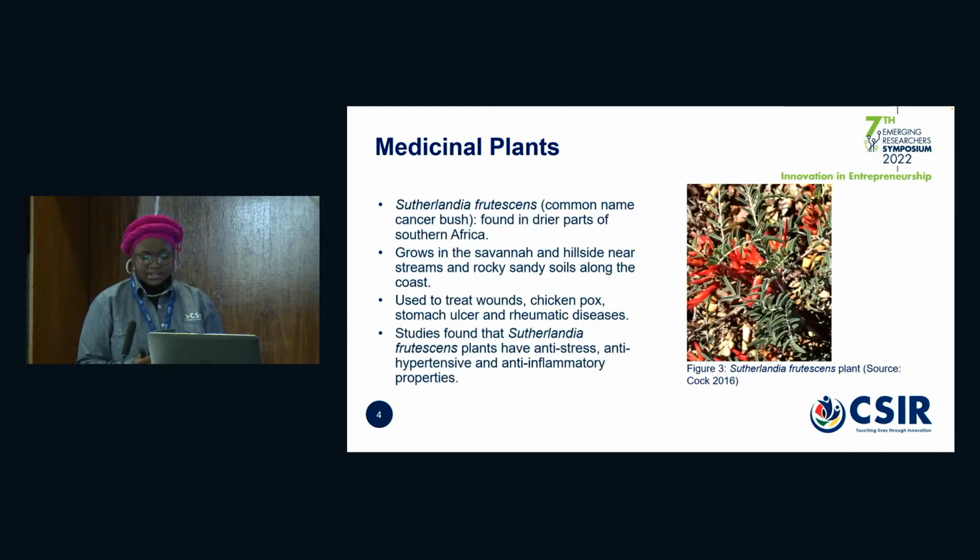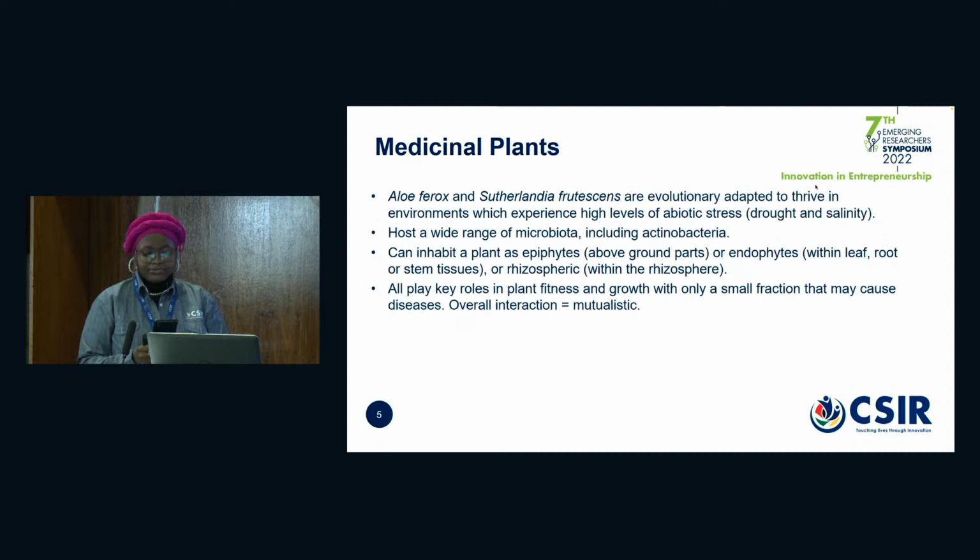Sutherlandia frutescens is a medicinal plant found in the drier parts of southern Africa, and it is traditionally used to treat wounds, chickenpox, stomach ulcer, and rheumatic diseases. Allopharax and Sutherlandia frutescens are evolutionarily adapted to thrive in environments that experience high levels of abiotic stress, and they host a wide range of microbiota, including actinobacteria.